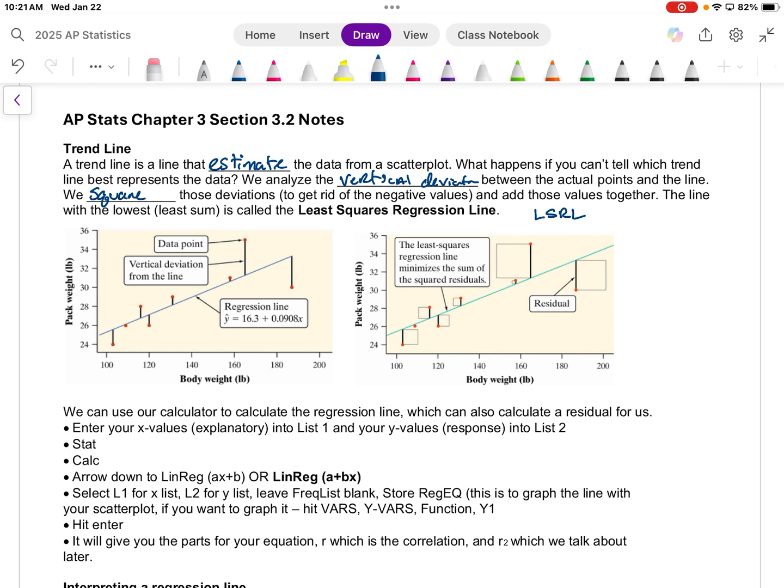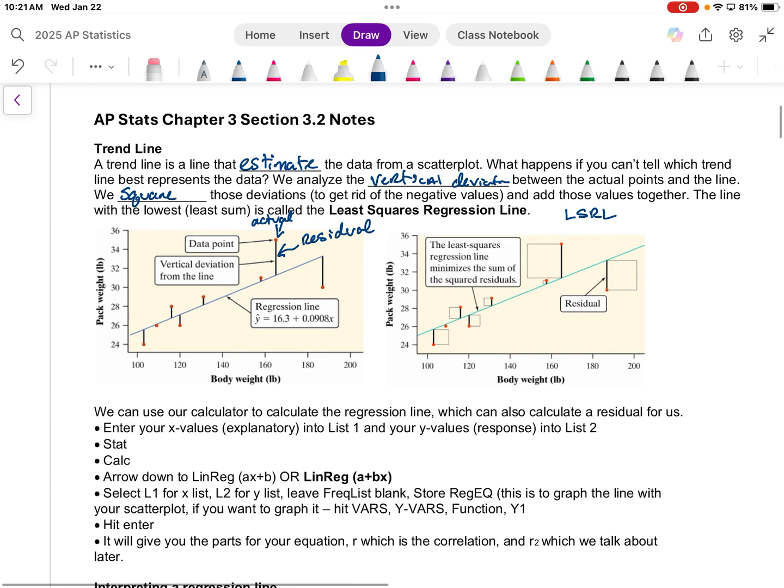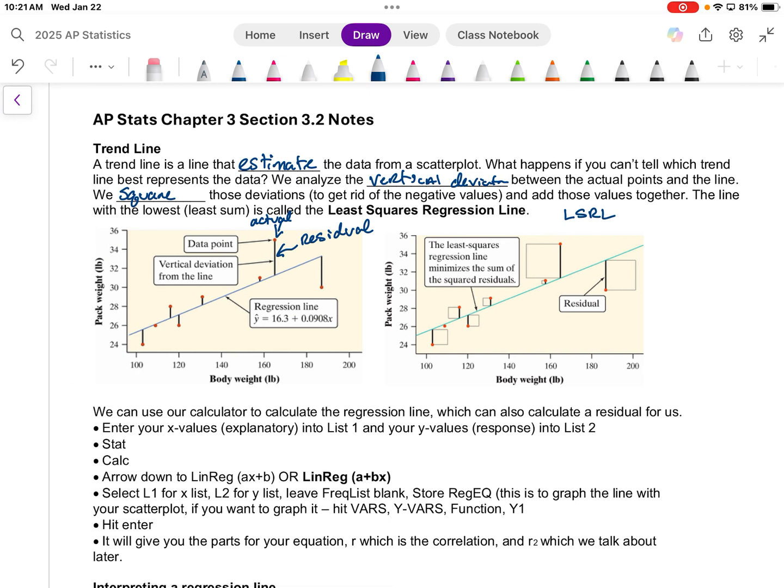Now, what is a residual? The residual is the distance between an actual point and the regression line. As I highlight this very top point up here, this vertical distance is what we call our residual. It is the difference between the actual value and the predicted. This very top point happens to be the actual. Any point on the line of best fit, or the least squares regression line, is a prediction. So we use that line to predict things.